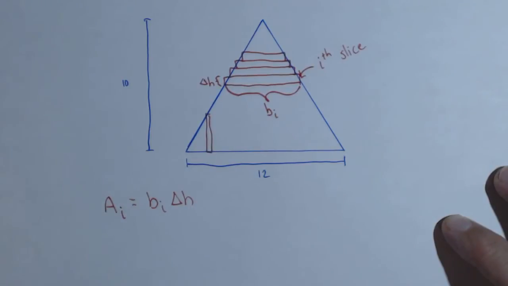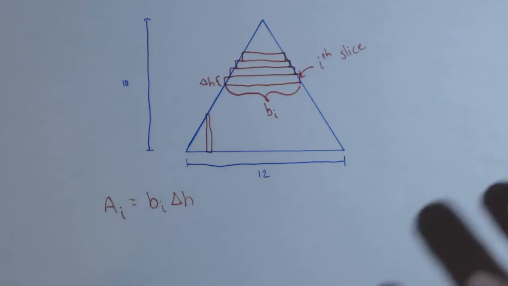That's all well and good. But what you want to notice at this point is I've got two variables going on here, H and B. We don't want to have two variables going on because this is only single variable calculus. So what I need to do is see if I can come up with a relationship between B and H that will help me figure this out.